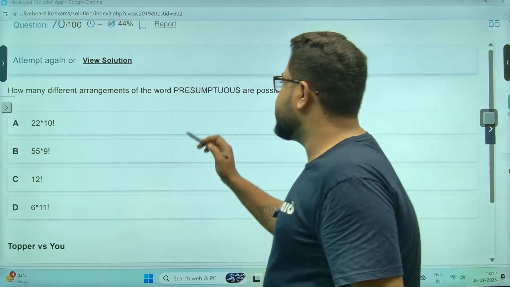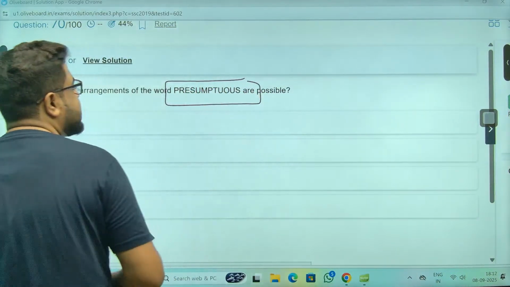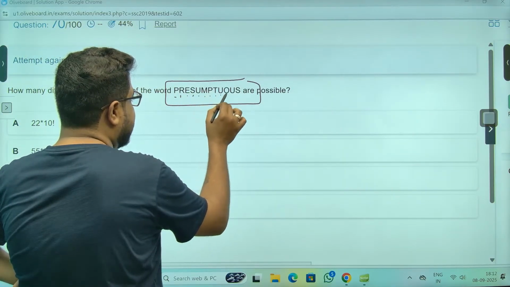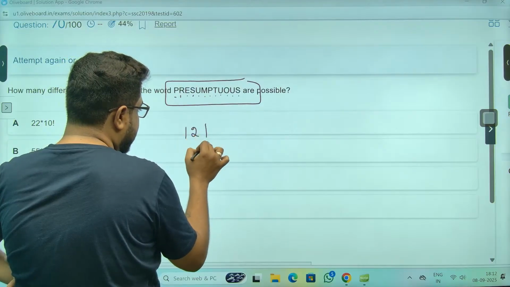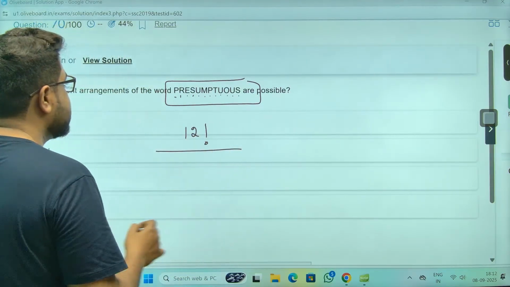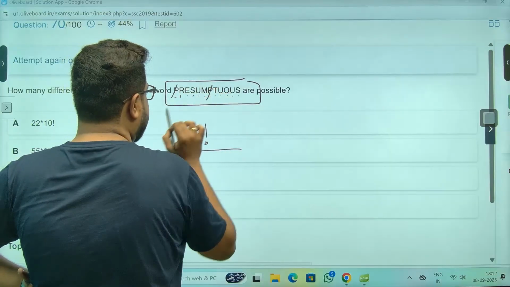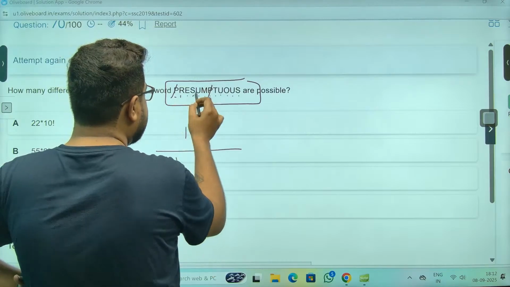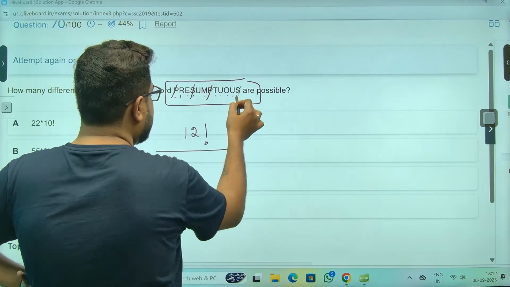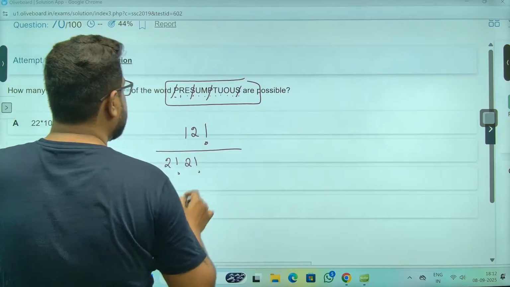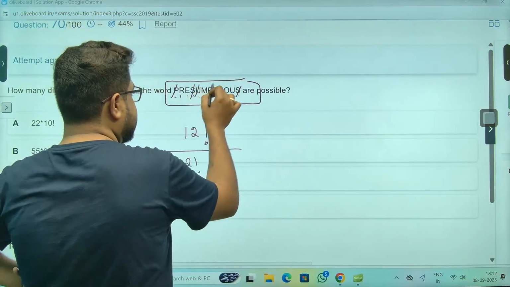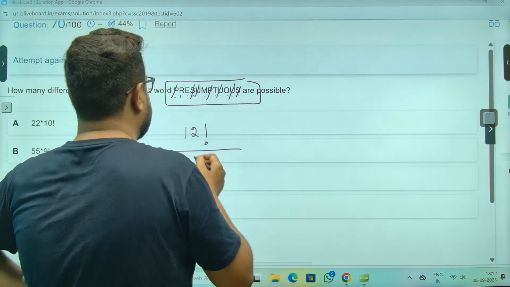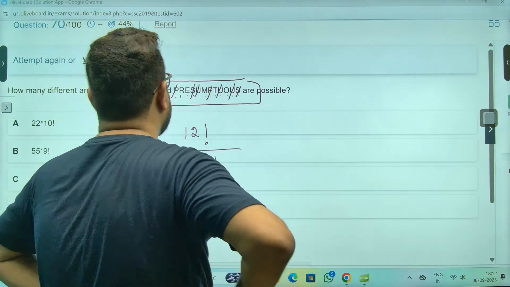Different arrangements. First things first, how many letters? 1, 2, 3, 4, 5, 6, 7, 8, 9, 10, 11, 12. So 12 factorial, divided by common letters. P: 1 P, 2 P, so 2 factorial. R: no repeated R's. S: 1 S, 2 S. U: I can see 3. 1, 2, 3. Anything else?